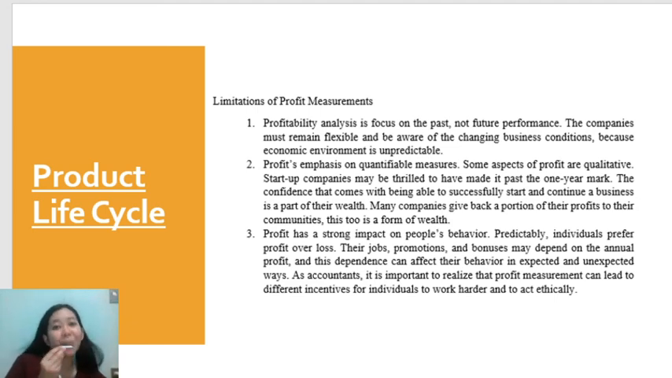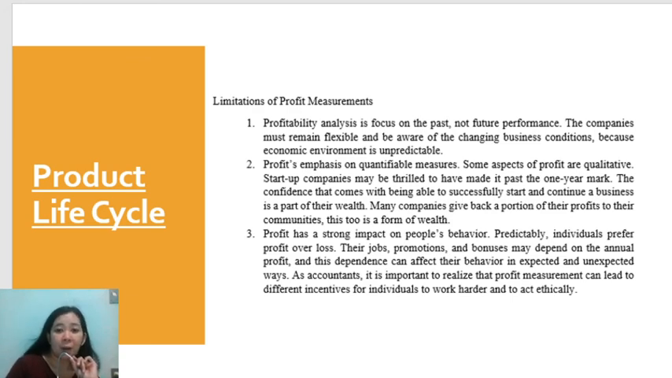We have limitations. So this is actually the overall limitation for profit measures under this module. Number one, profitability analysis is focused on the past and not on future performance. Okay, because we base it on the historical data. The companies must remain flexible and be aware of the changing business conditions because the economic environment is adaptive to change. They are always changing.